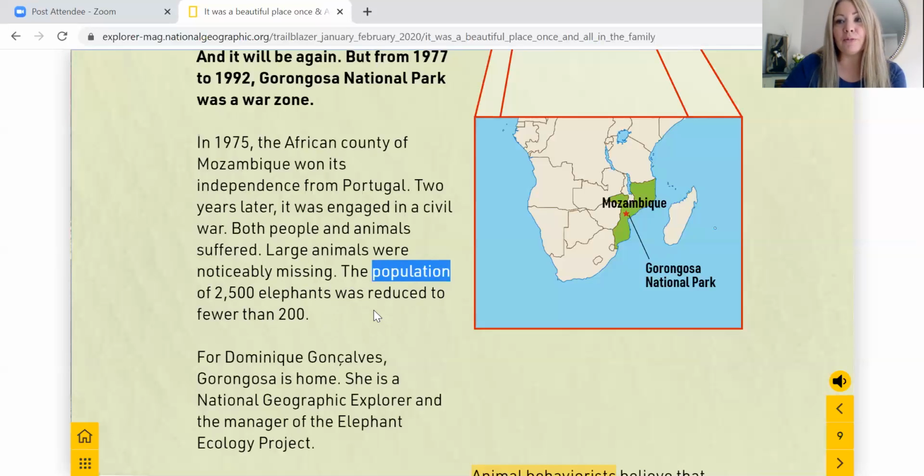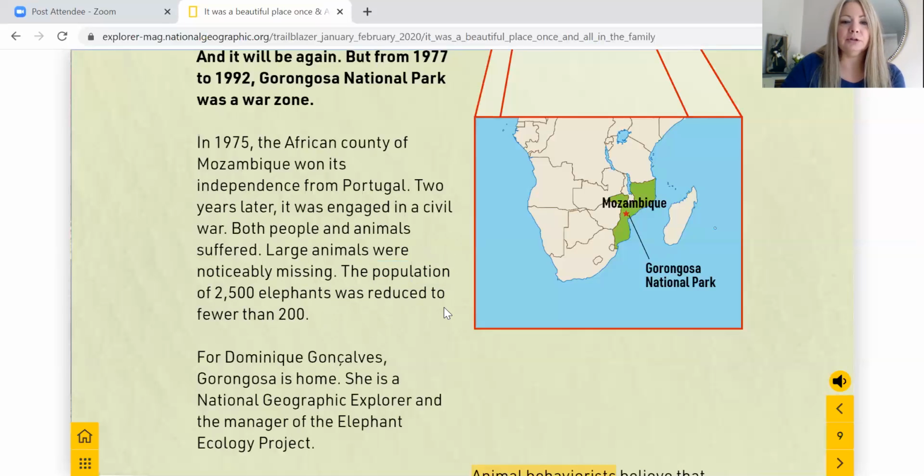If we were talking about the population of Olean, we'd be talking about the number of people that live there. But because we're talking about elephants that live in this park, population means the number of something that lives in a place. Okay, good job. Context clues worked for that one.